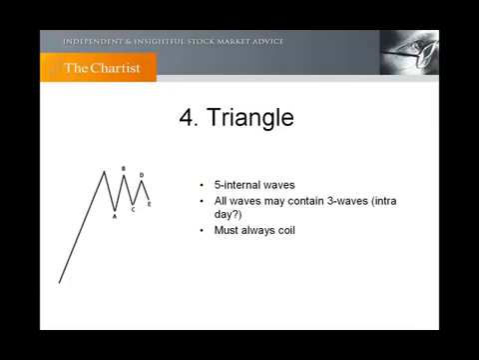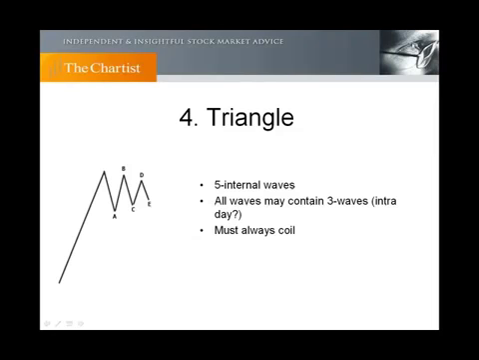One of my favourite patterns is a triangle, and this is a classic Elliott wave triangle rather than a micro triangle that I talk about in adaptive analysis. Now the difference is that an Elliott wave triangle has 5 internal waves. And usually, and it may be on an intraday basis, those internal waves all contain 3 waves each. So wave A, B, C, D, and E.